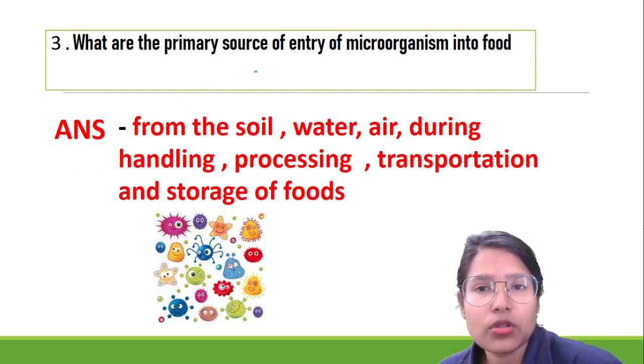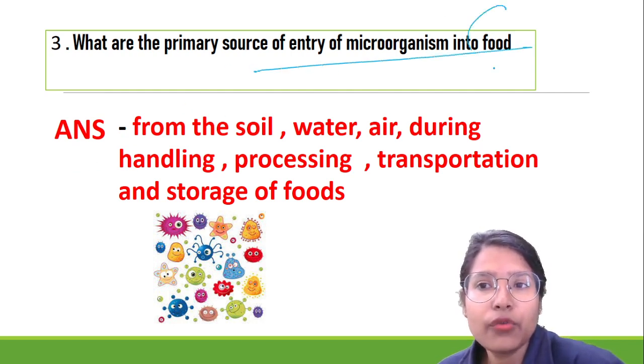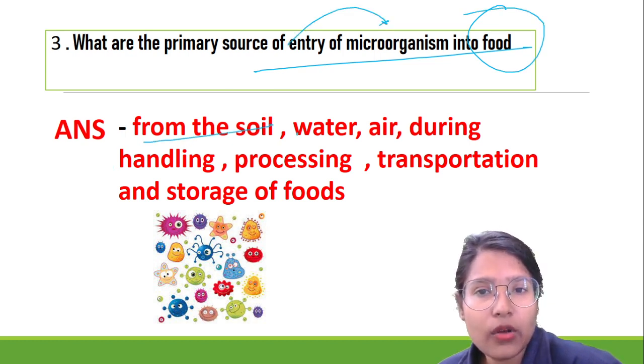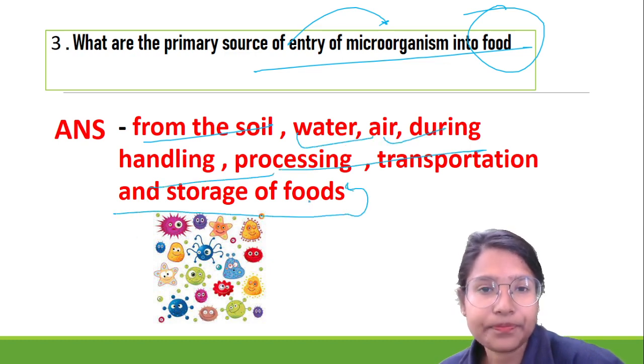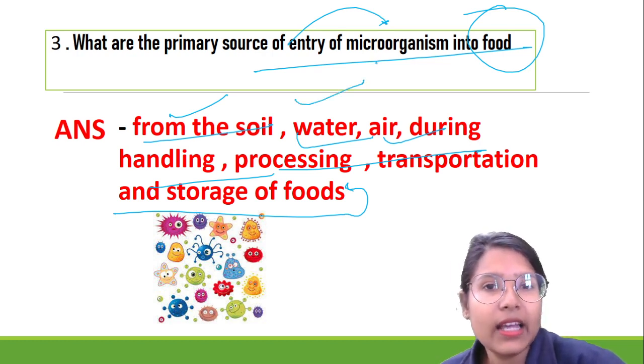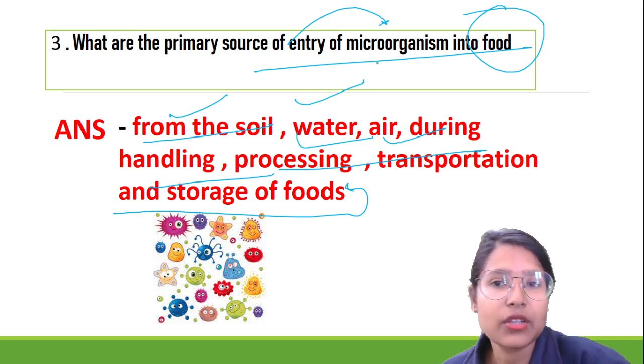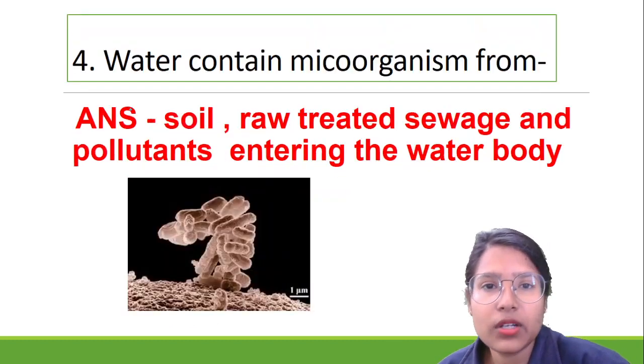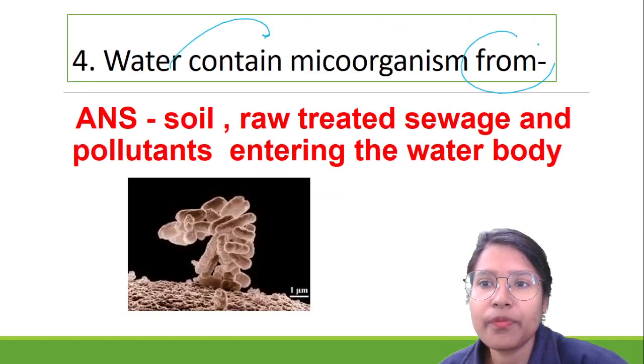What are the primary sources of entry of microorganisms in the food? फूड के अंदर माइक्रोऑर्गेनिजम्स की एंट्री क्या होती है, that is from the soil, water, air, and during handling and processing, transportation and storage of food. These are the sources of microorganisms in the food. Soil से जा सकता है, water से जा सकता है, air, या फिर handling के time, processing, transportation, storage करते समय microorganisms can enter into your food.